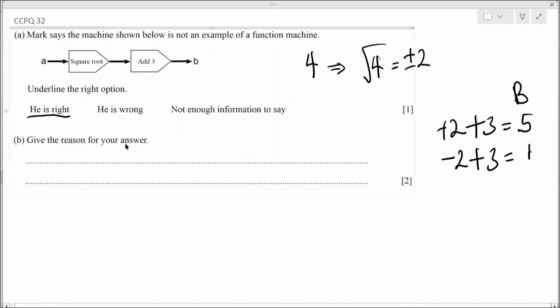Part b says give the reason for your answer. The reason is, for a function machine, one input value can only produce one output value. Hope you understand.